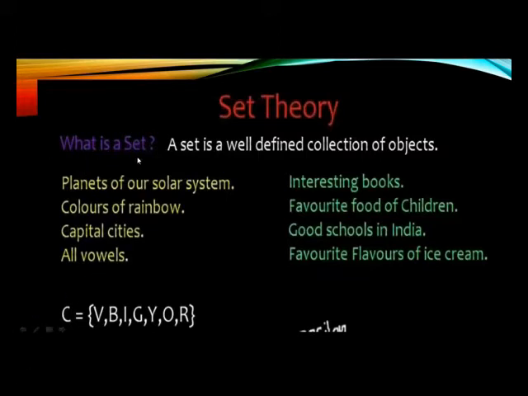What is a set? According to the definition, a set is a well-defined collection of objects. It means we can make a set by taking different objects, but they should be well-defined. Like the planets of our solar system, we are all well aware of the planets. Then colors of a rainbow, we know what a rainbow is and how many colors are in it. Capital cities, then another example is all vowels, interesting books, favorite food of children, good schools in India, then favorite flavors of ice cream.